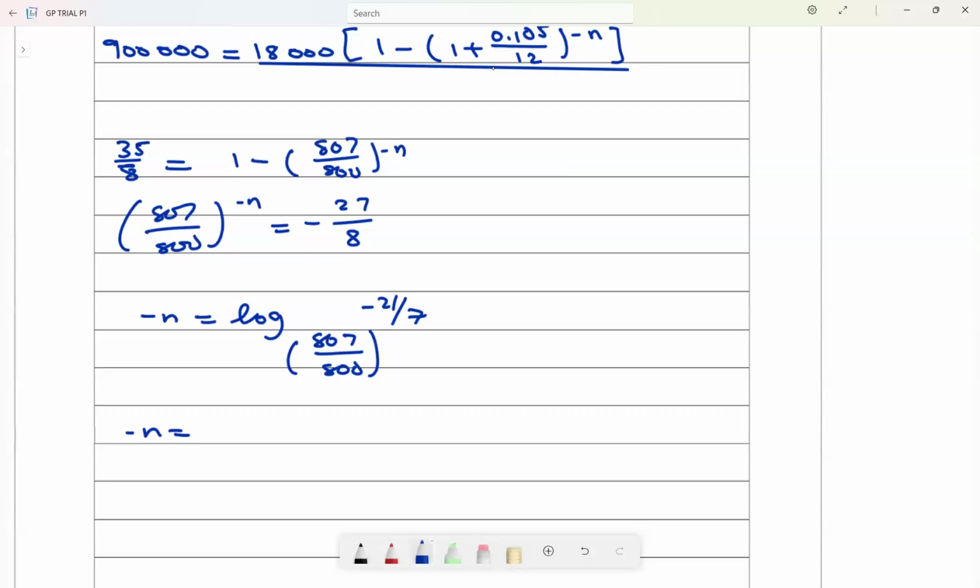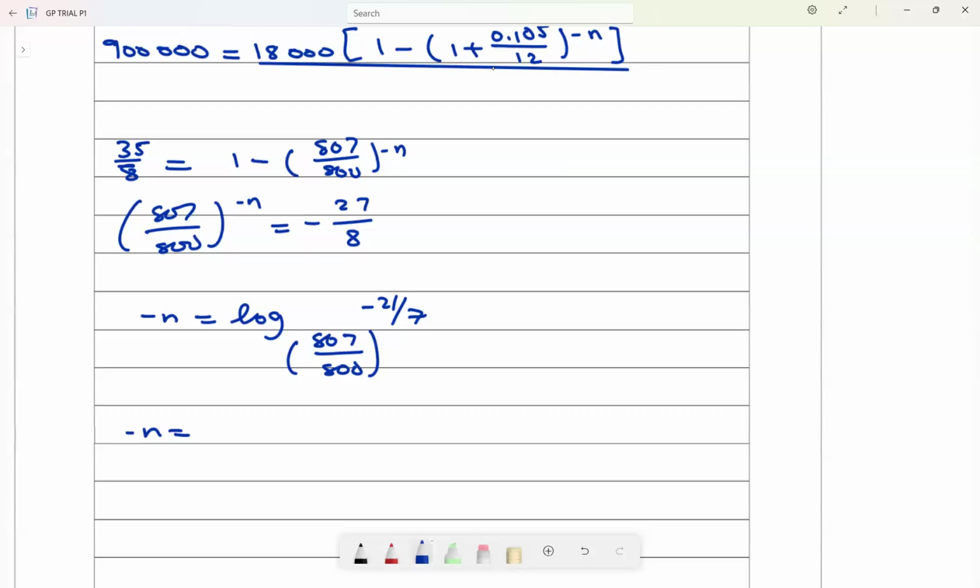I'm not sure if you are taught those rules. I can bring this one down here. Okay, I can bring the negative 21 down like that. So let me try. Put it negative 21 divided by 7, then log, the normal log, 807 divided by 800.